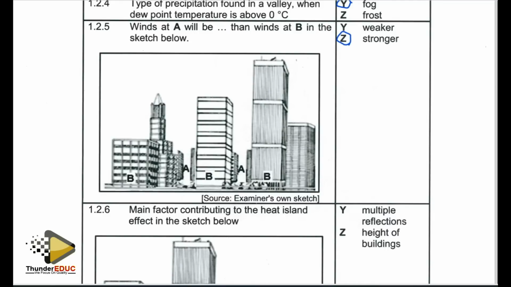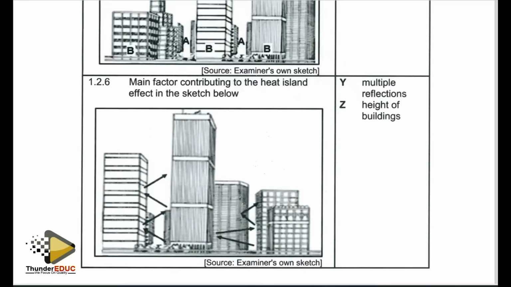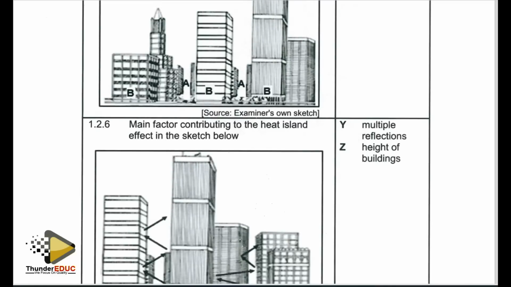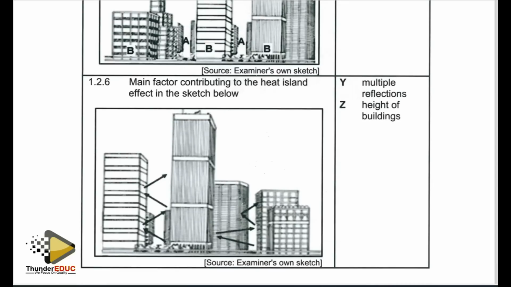We move on to the next question, which is question number 1.2.6. The main factor contributing to the heat island effect in the sketch below. If we check the sketch here, we can see these arrows going from one building to the other and back, and to the other building and back. What might be causing the heat island? Remember, when we're talking of a heat island, we are talking of an urban area with a higher temperature compared to the surrounding rural area. What causes higher temperatures in this urban area in this given sketch?